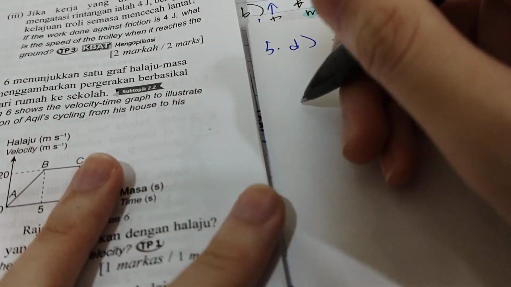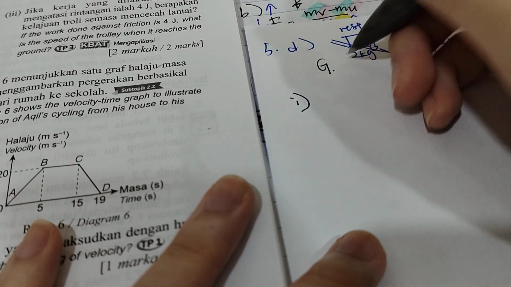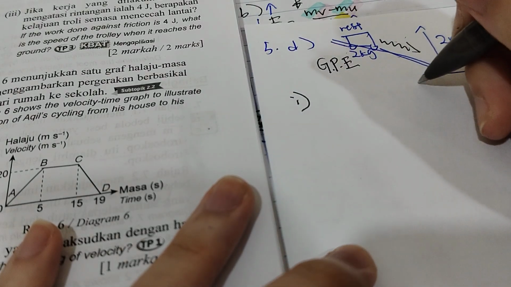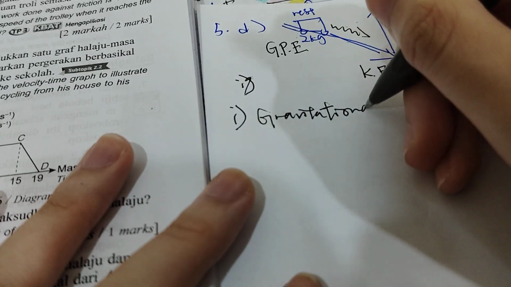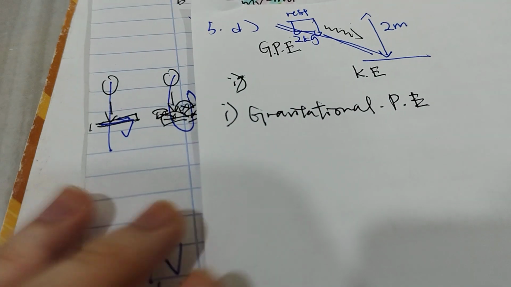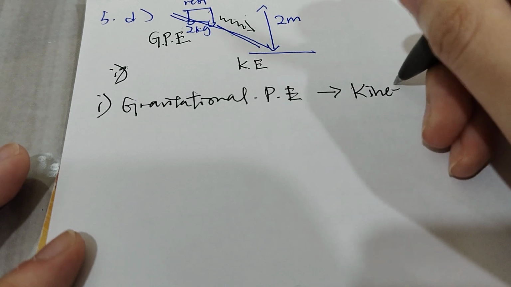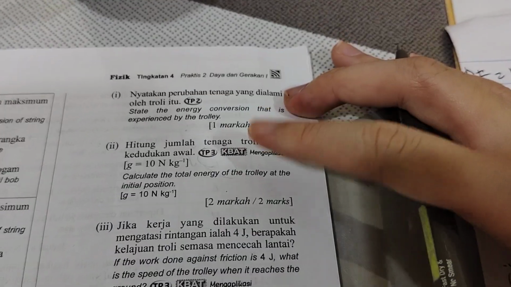What is the energy conversion? Well, over here, since it's at rest, we only have gravitational potential energy. But when it starts moving downwards here, it becomes kinetic energy. So we can just straight away say it: gravitational potential energy is converted to kinetic energy.